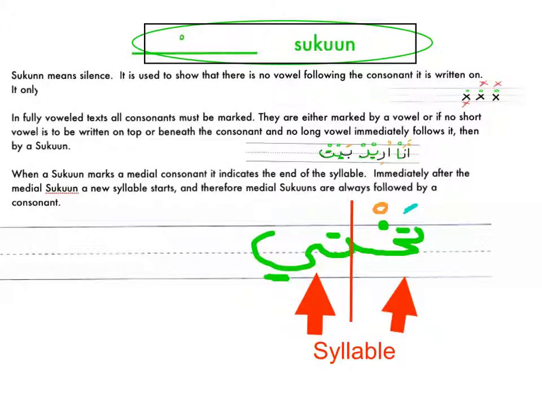When a sukun marks a medial consonant, it indicates the end of the syllable. Immediately after the medial sukun, a new syllable starts, and therefore medial sukuns are always followed by a consonant. Now let's take a look at the word takhti, which has a medial consonant with sukun on it, kha, and it marks the end of the syllable, takh. The second syllable starts with ta, so the medial sukun is followed by a consonant.